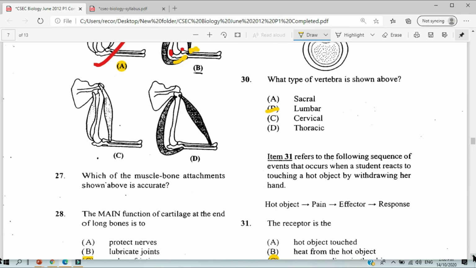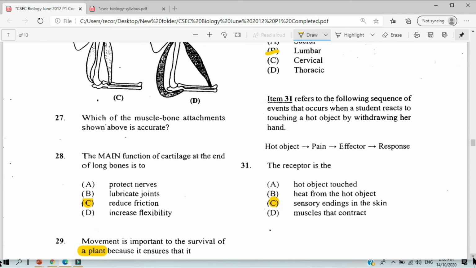And question 27 reads, which of the muscle bone attachments shown above is accurate? So now we are looking at the attachment, so we have to pay attention to this area here and not the size of the muscle. All right, now the main function of cartilage at the end of the bone is to reduce friction, so we chose C.